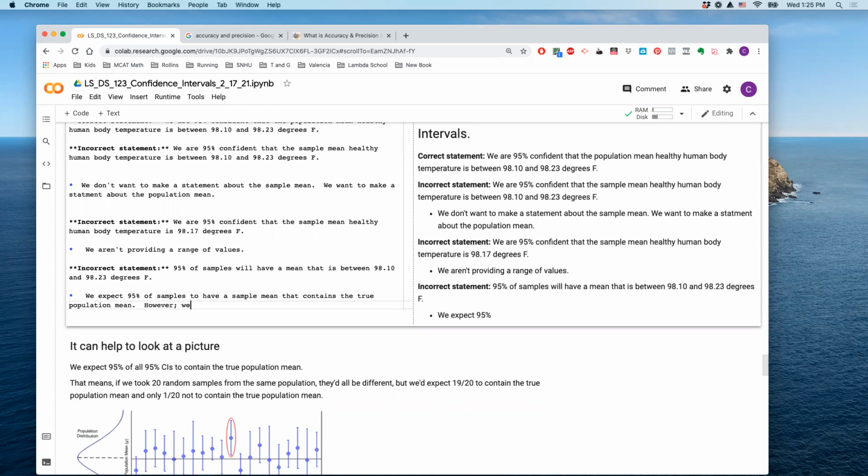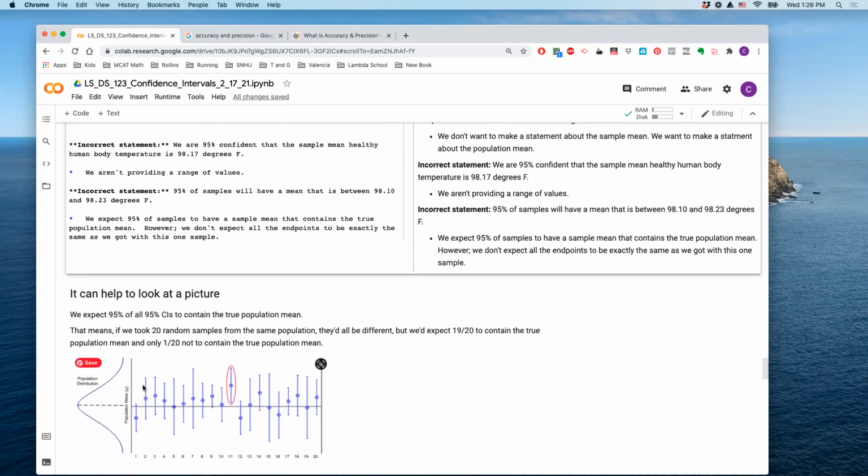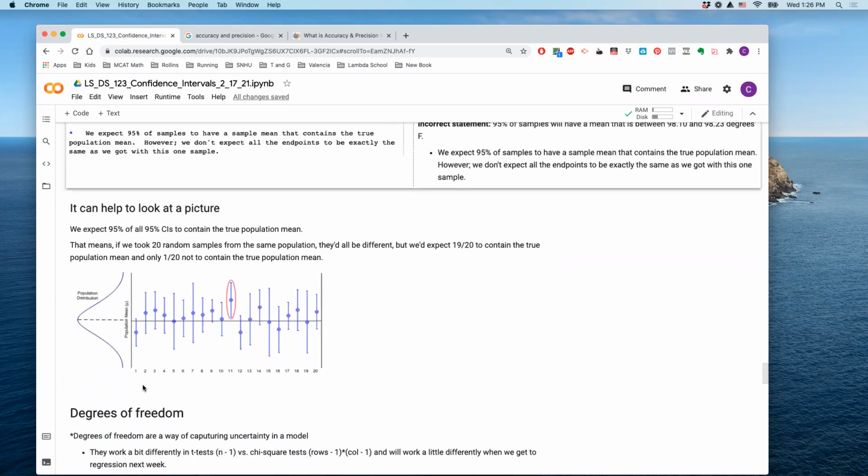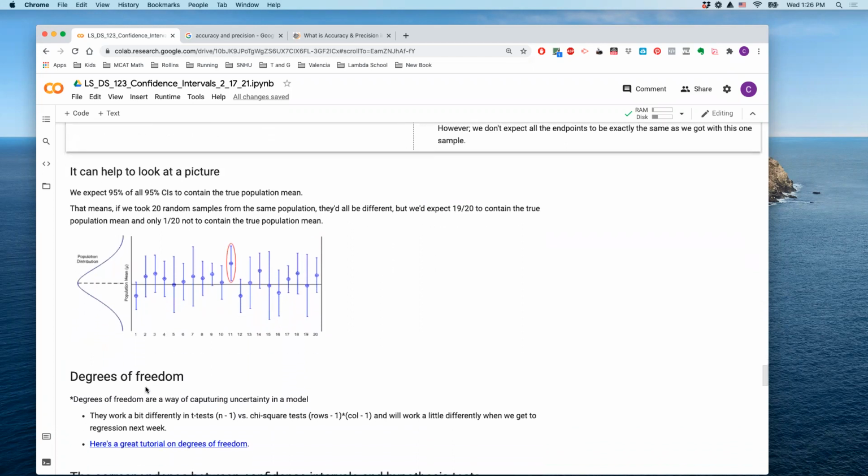However, we don't expect all the endpoints to be exactly the same as we got with this one sample. Okay, so looking at the picture, and again, this is the subtle one, this is the tricky one.